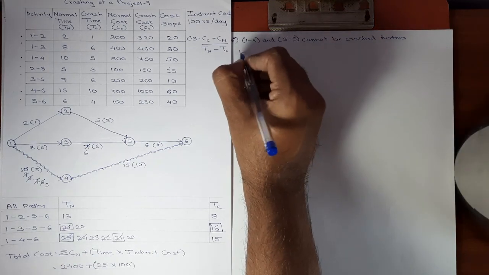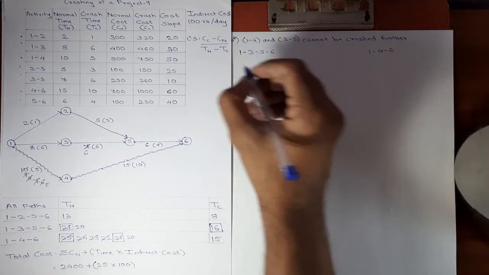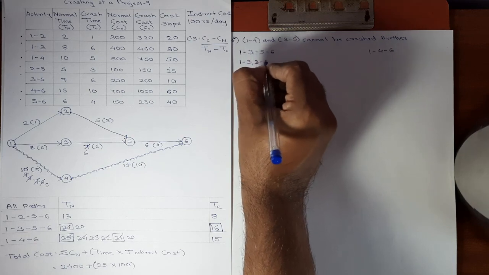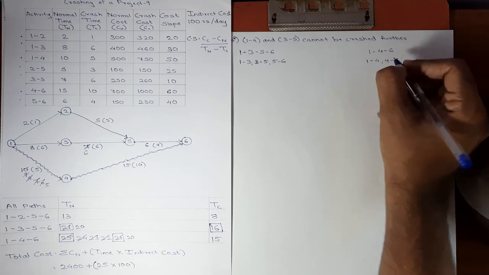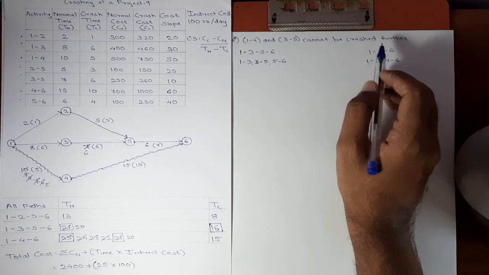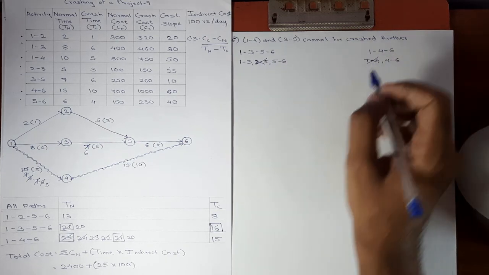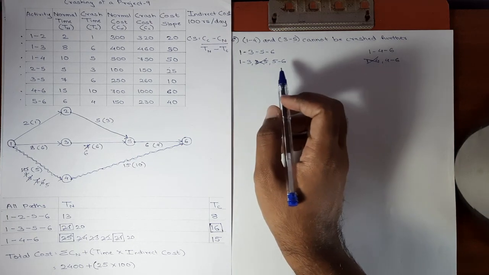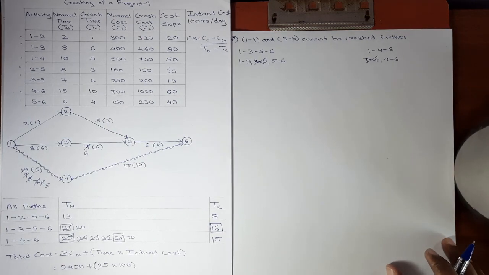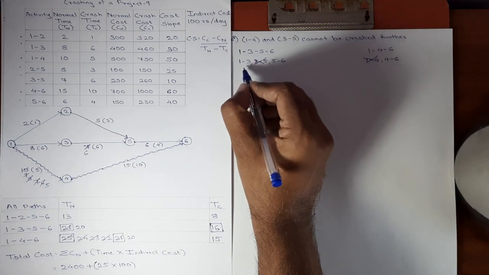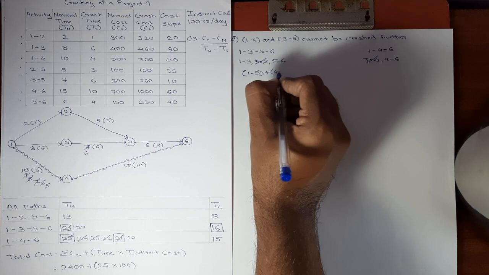I'll list out the paths again: 1, 3, 5, 6 and 1, 4, 6. Activities are 1, 3, 3, 5, 5, 6 and 1, 4 and 4, 6. 1, 4 and 3, 5 cannot be crashed, which means they are now out of the picture. Okay, so I'll strike them twice. The remaining activities are 1, 3, 5, 6 and 4, 6. Again we'll be making the combinations. First combination will be 1, 3 plus 4, 6.